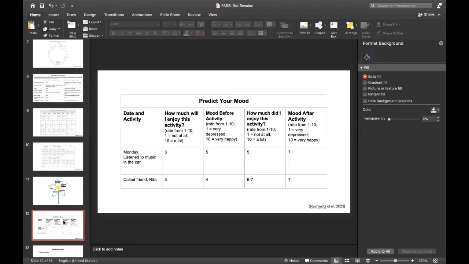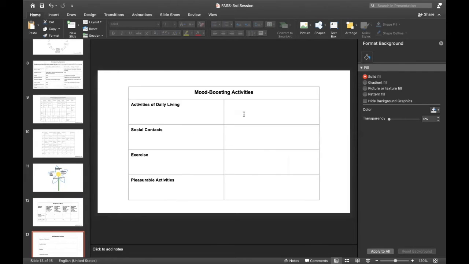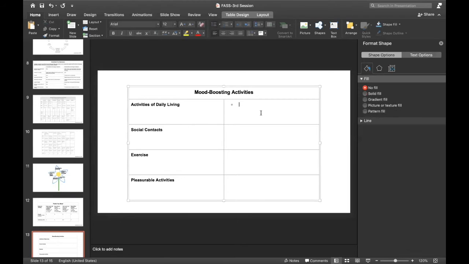Okay, that's great. Maybe we can make a list of a few more activities you can work towards. Sure. Okay. So I guess in terms of activities of daily living, I want to be able to make an effort to eat breakfast. Okay. For social contacts, going out to coffee with my friends. Anything else? No, we can move on to exercise. Okay. For exercise, I also want to try going for walks with my friends. Okay. And for pleasurable activities, I would really love to find an enjoyable hobby.